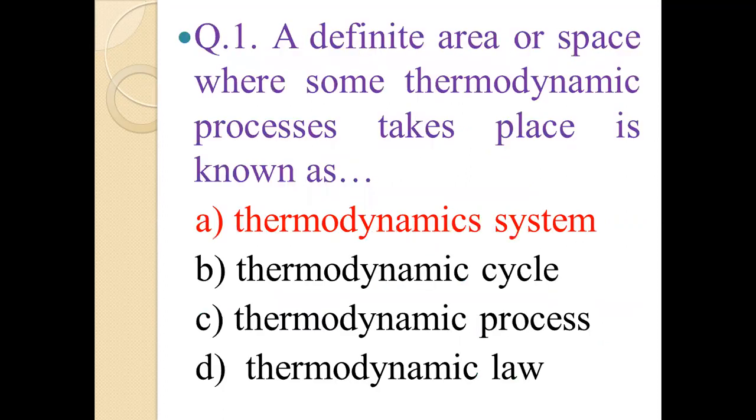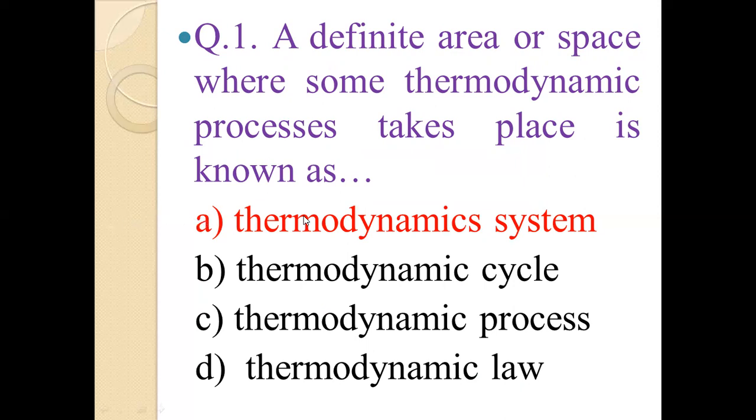a definite area or space where some thermodynamic processes take place is known as a thermodynamic system, thermodynamic cycle, thermodynamic process, or thermodynamic law. See friends, a definite area or space where some thermodynamic process takes place is known as a thermodynamic system, because this is the definition of a system, friends. The answer is A, thermodynamic system.